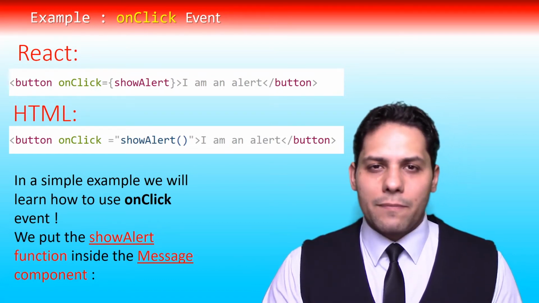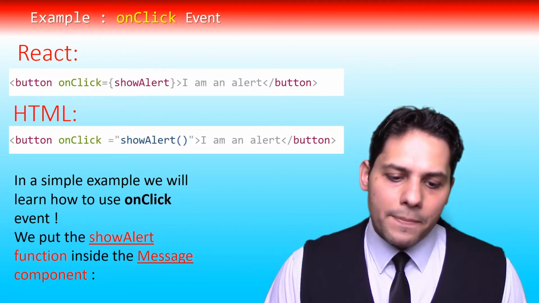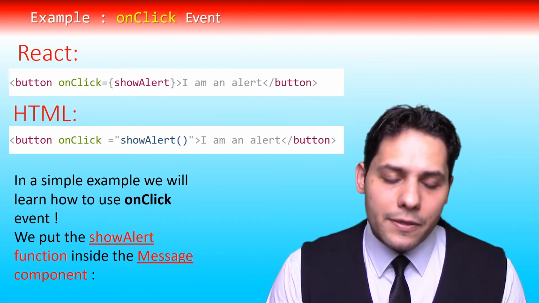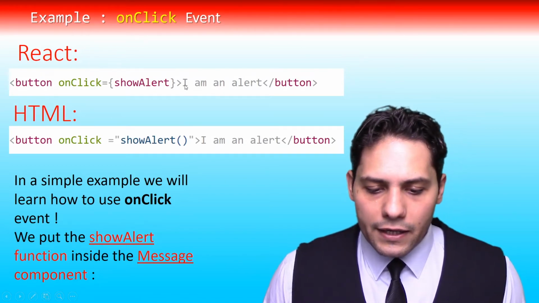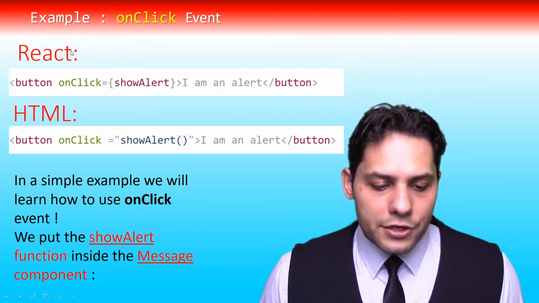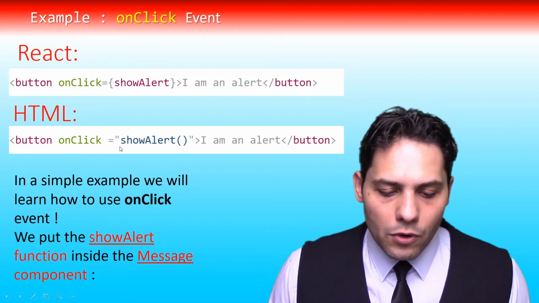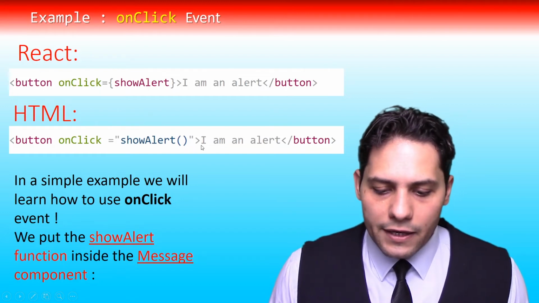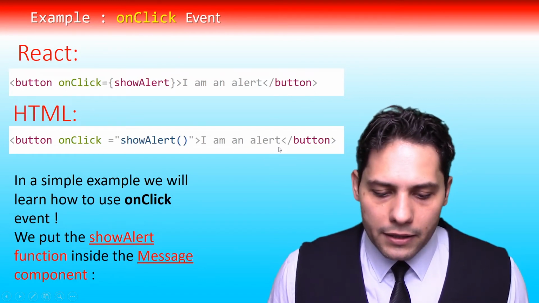In React, for example, for a button, if we are going to have an event like onClick, we should write our handler inside curly braces like the first syntax, and then the button label, I am an alert. But for HTML coding, we write it this way: onclick equals showAlert inside double quotation marks with parentheses, and then the text of the button, the label of the button, I am an alert.